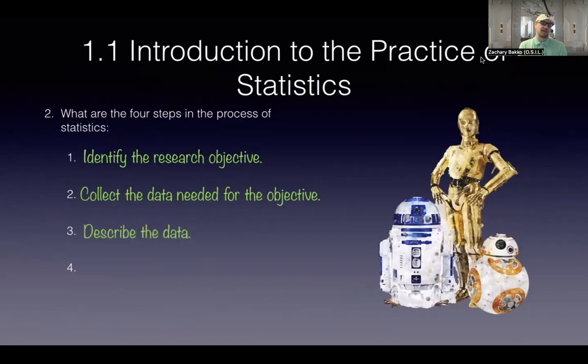Then we're going to describe that data. So what we collected, we're either going to put into tables or graphs, things like that. And then we're going to perform an inference, meaning does this data extend to the population? That's our ultimate goal: is our sample going to accurately reflect the population of interest that we're looking at?